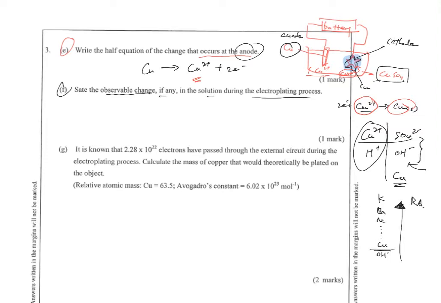So one in, one out, one in, one out. That means there's no observable change, because the concentration of copper sulfate is unchanged. One in, one out means that the amount of copper two ions has no change, so we can't see any observable change.